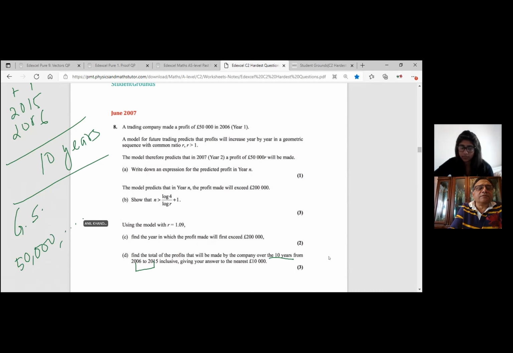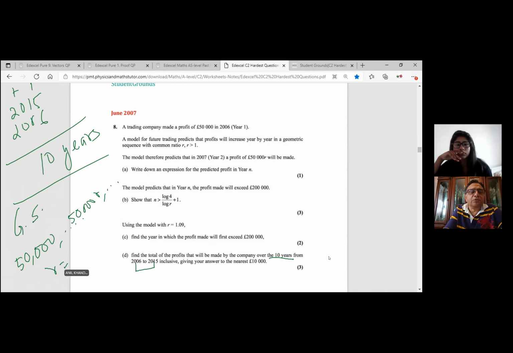Correct? And then it is 50,000 R and continued, correct? So in this series, we have 10 terms where A value is 50,000 and R is given to us as 1.09. Is that clear? So we're using, okay, yes.